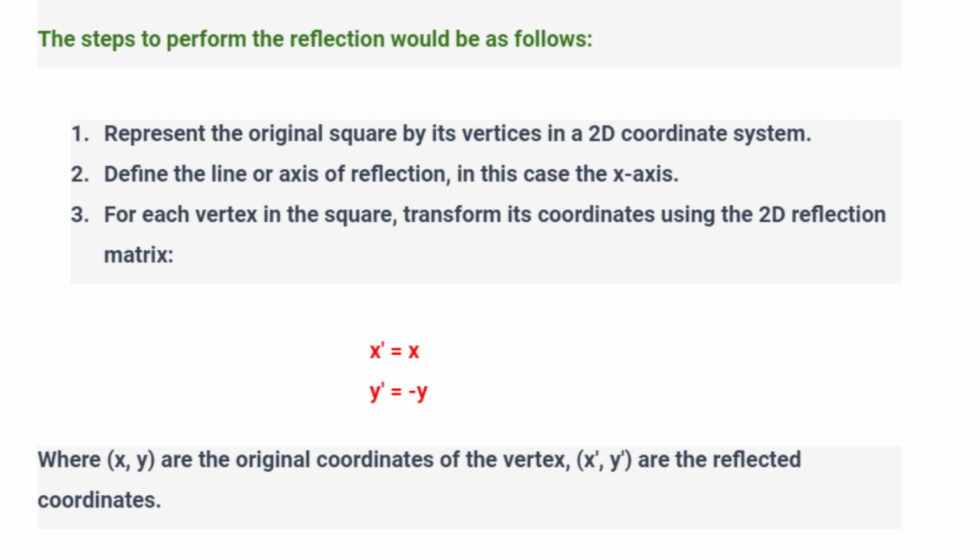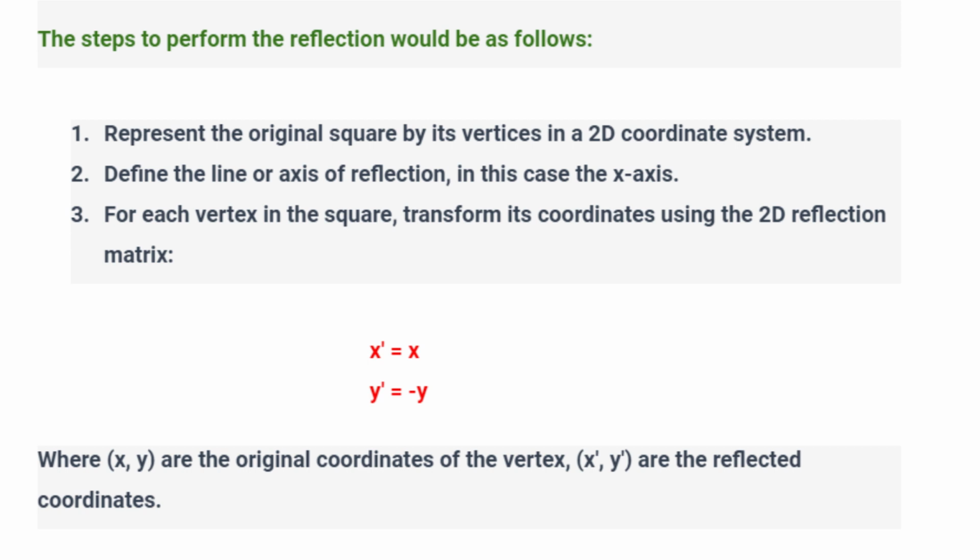Represent the original square by its vertices in a 2D coordinate system. Define the line or axis of reflection, in this case the x-axis. For each vertex in the square, transform its coordinates using the 2D reflection matrix.